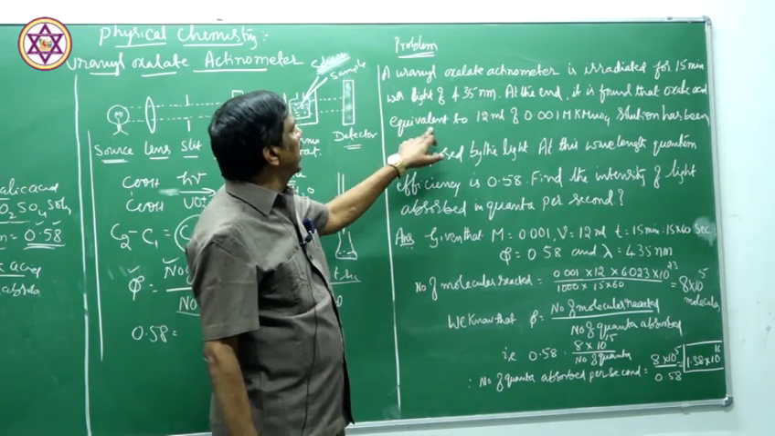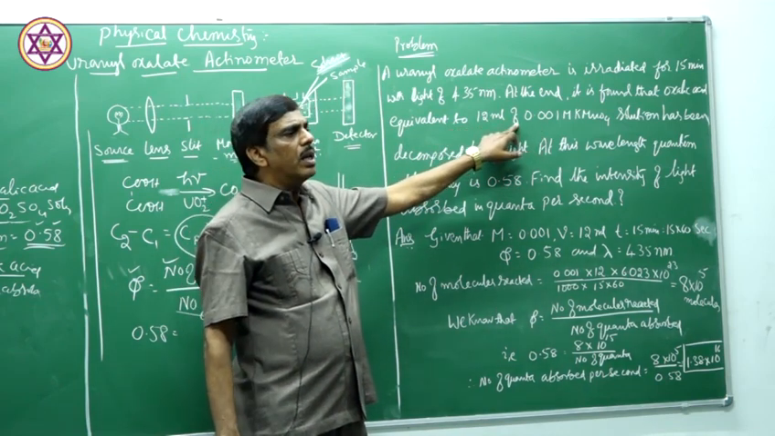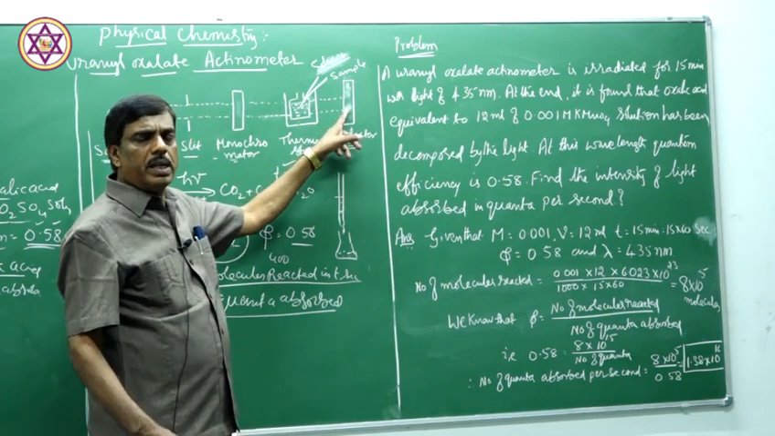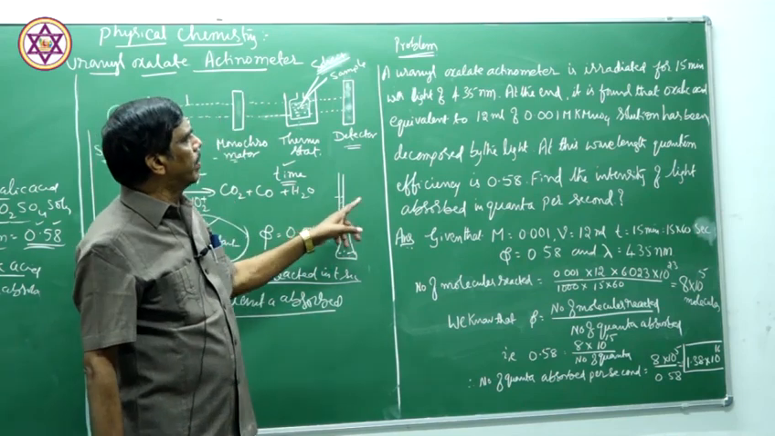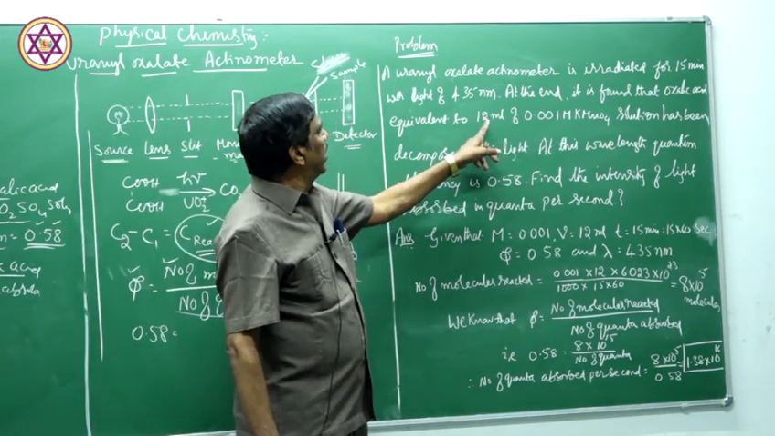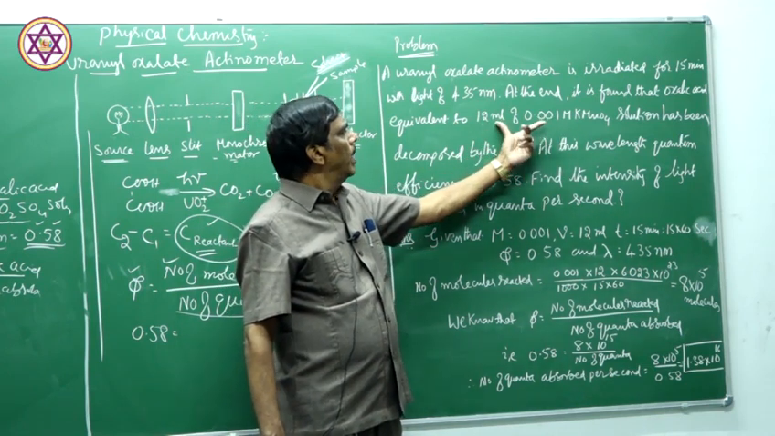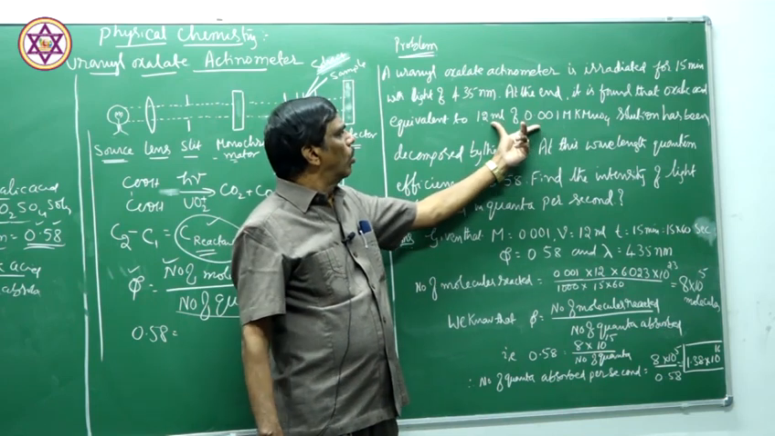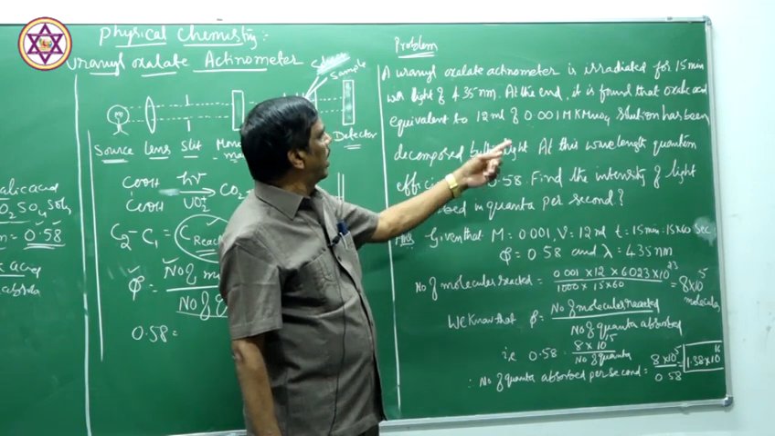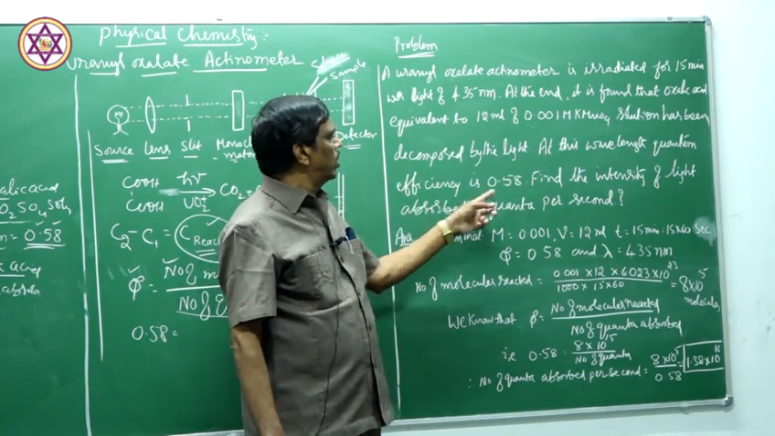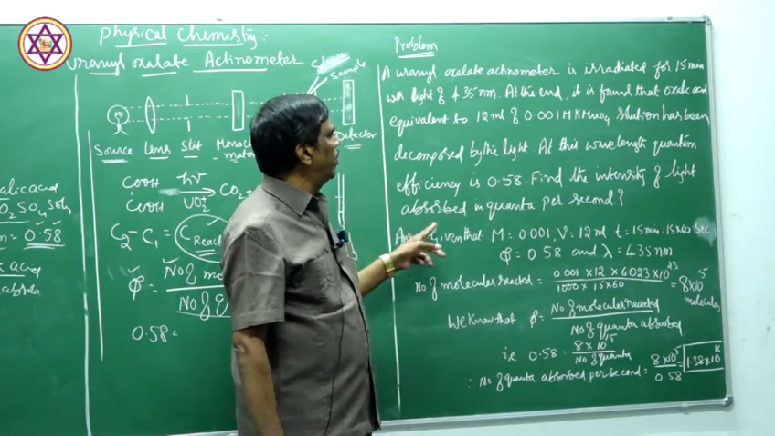It is found that oxalic acid equivalent to 12 ml of 0.01 molar... So, after 15 minutes of irradiation, oxalic acid in the actinometer decomposes, remaining oxalic acid is titrated against standard potassium permanganate, and it is found that it consumes 12 ml of 0.01 molar potassium permanganate. So, volume of the solution after the reaction is known. Now, solution has been decomposed at this 435 nanometer wavelength, quantum efficiency of the standard solution is known, 0.58. Find the intensity of the light absorbed in quanta per second.